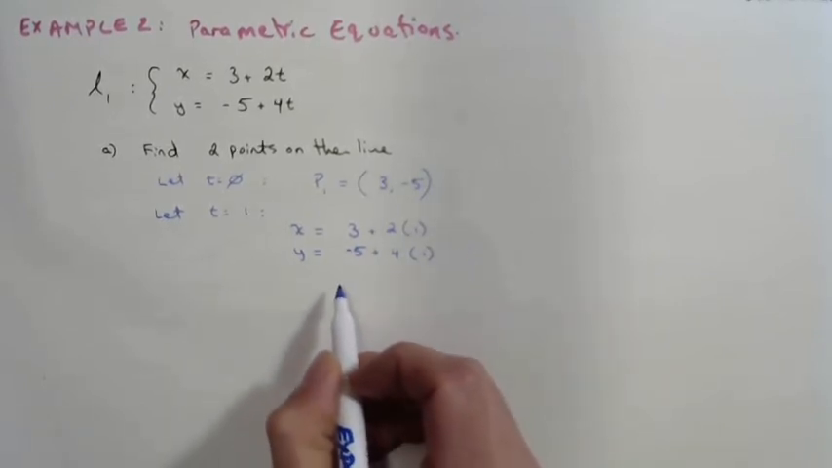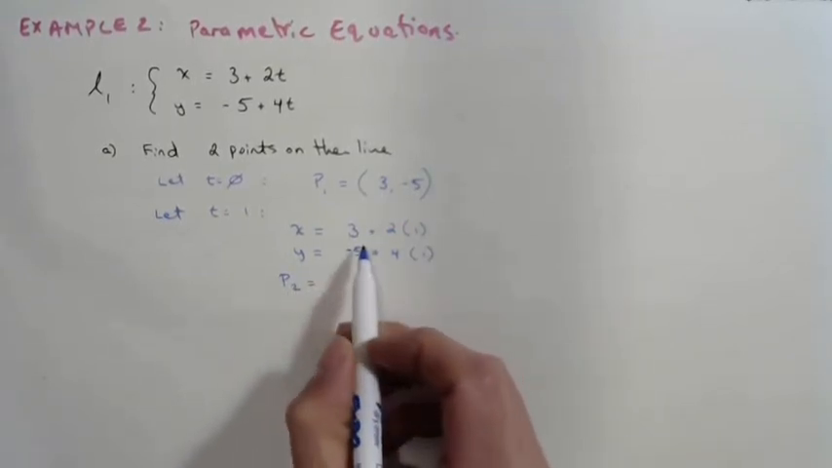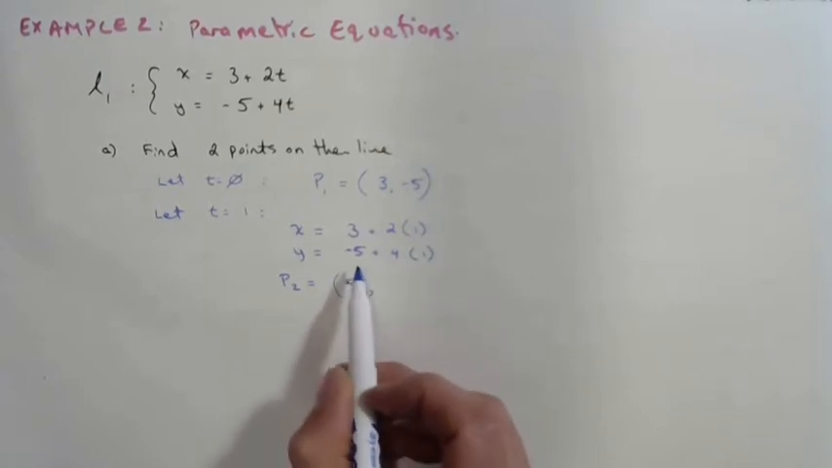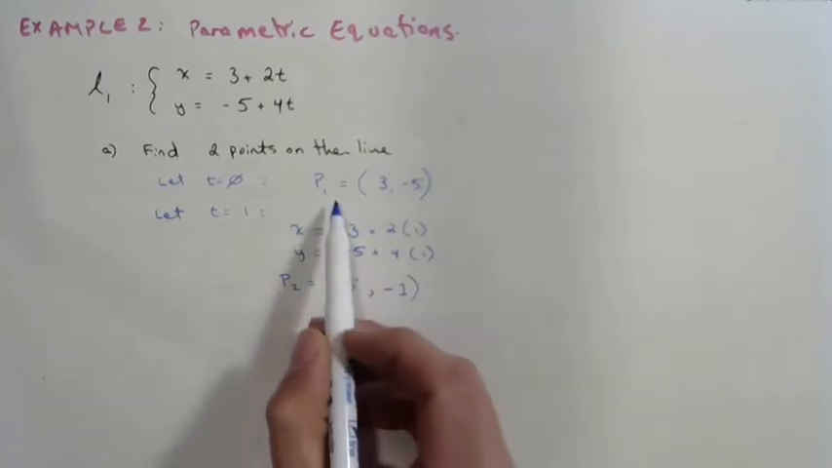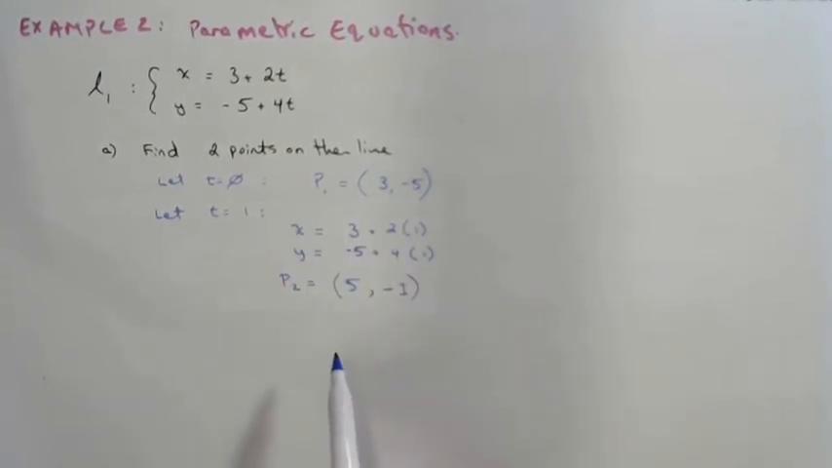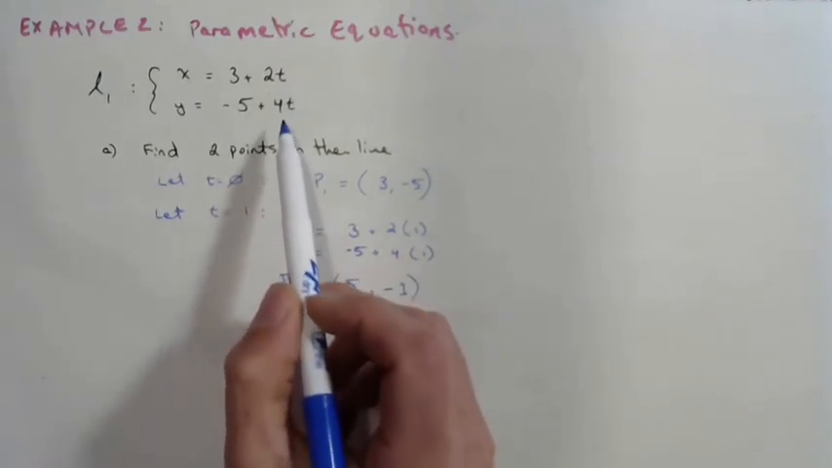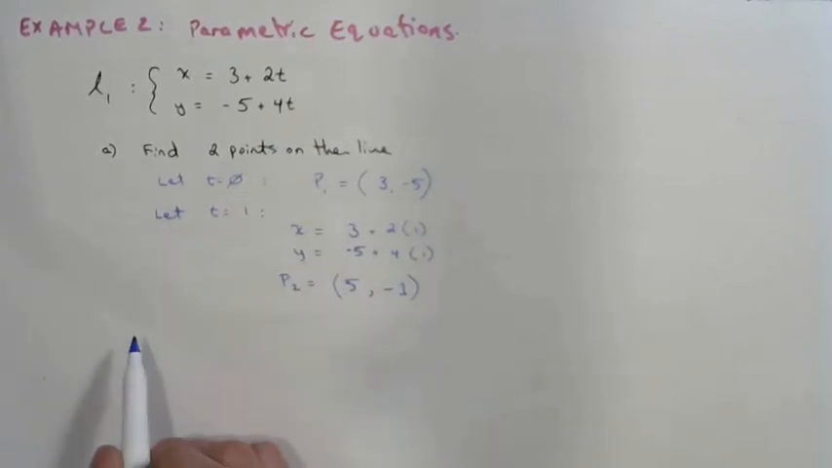This would give us a second point of 3 plus 2 is 5. -5 plus 4 is -1. So there's our 2 points on the line, P1 and P2. And you could do this, you could find an infinite number of points on the line, just choose any value for t. Could be a half, could be -1,000, could be a billion, anything in between, okay?